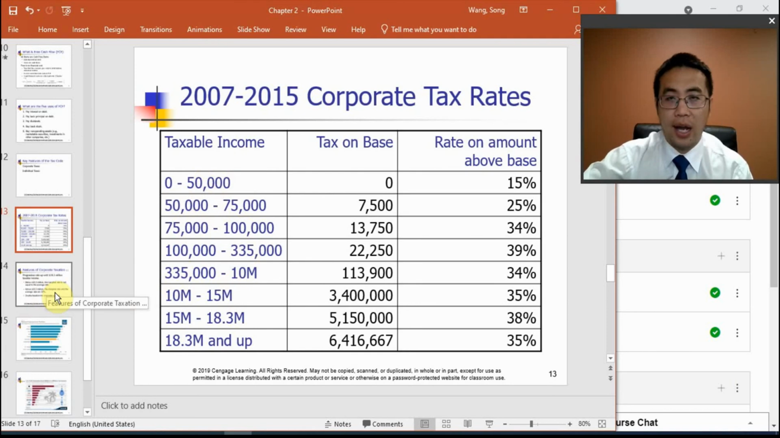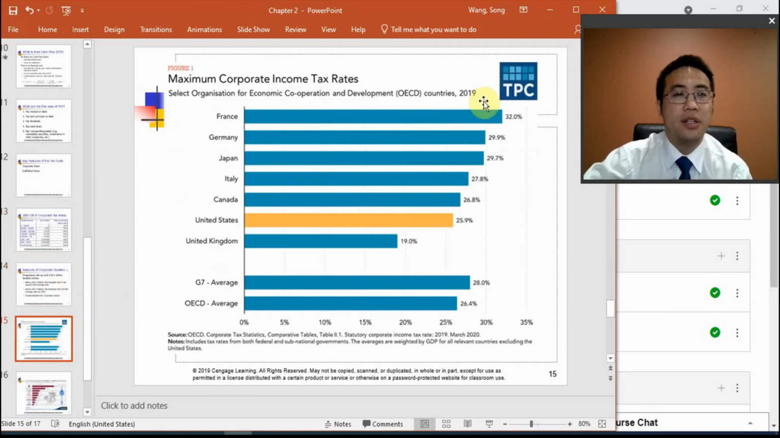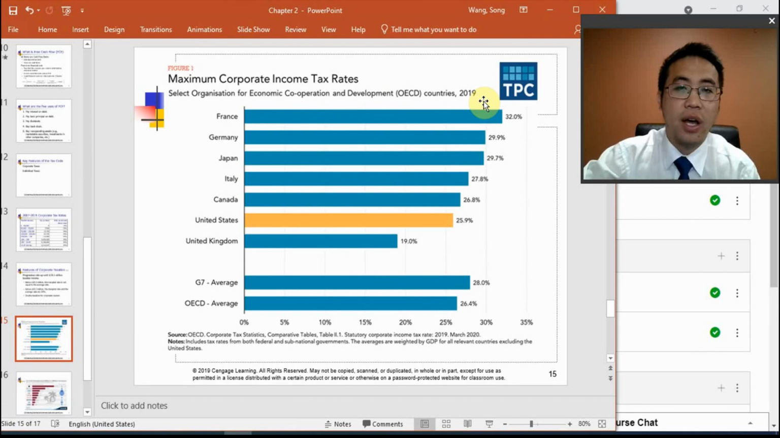However, as I mentioned in the first chapter, the corporations are subject to double taxation. That means for the corporate owners, not only do they pay corporate tax, but also they need to pay income tax after the profit. This is the tax rates for different countries in the year of 2019.